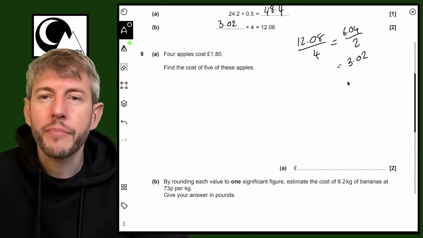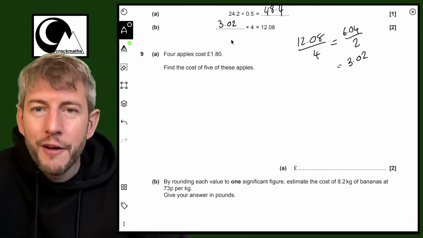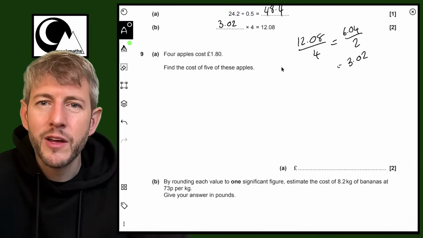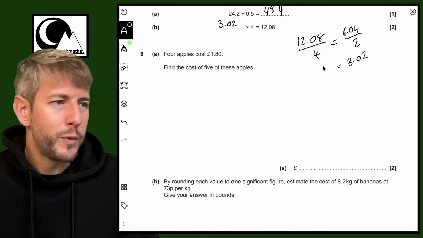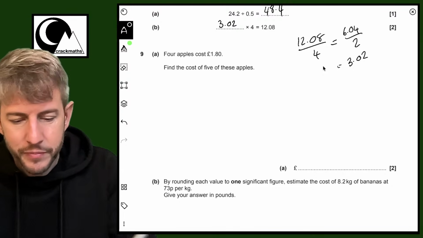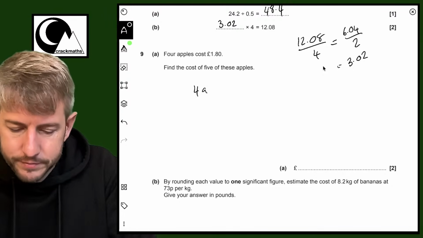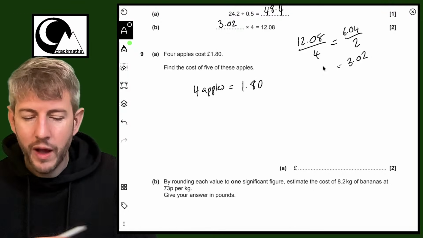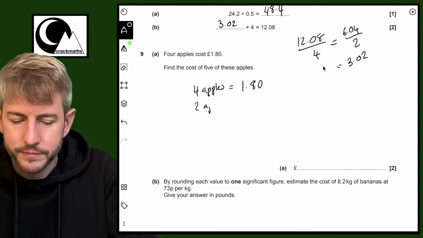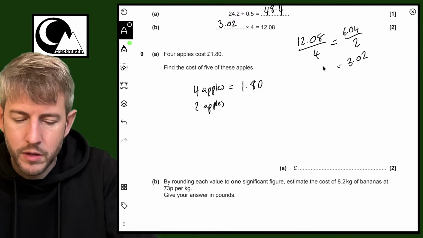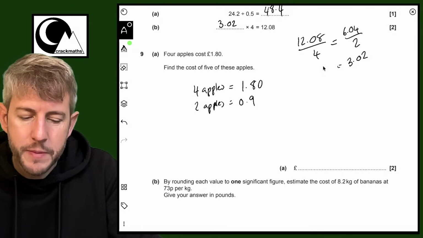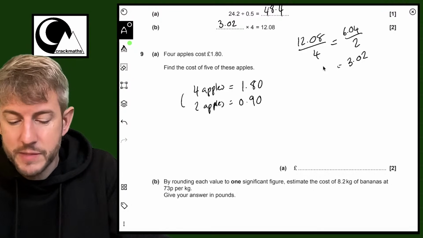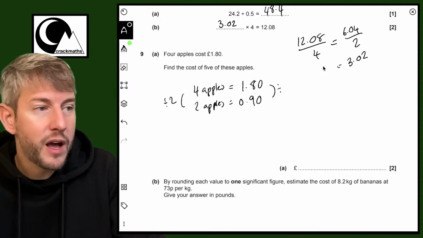9a says the 4 apples cost 180. Find the cost of 5 of these apples. Okay, so this is a direct proportion question. So if we've got 4 apples equals 180, well, I can say that 2 apples will equal 90p because I've divided this by 2. So this is half of that, this is half of that.